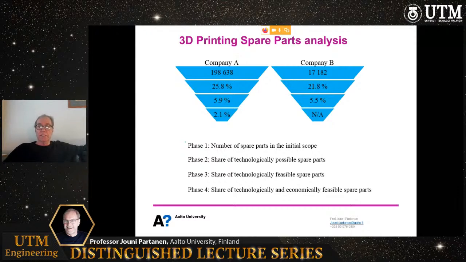The next phase is how many of those. Typically, technologically possible was in the range of 20% or 25% of these spare parts. How many are technically feasible, meaning it makes sense to print them? Now we get into the 5 to 6% range. And then what is both technologically and economically feasible? Now we get into the range of 1 to 2%. But I think even there is an enormous potential, if you look at 1 to 2% of all different parts that can be 3D printed and would be 3D printed.